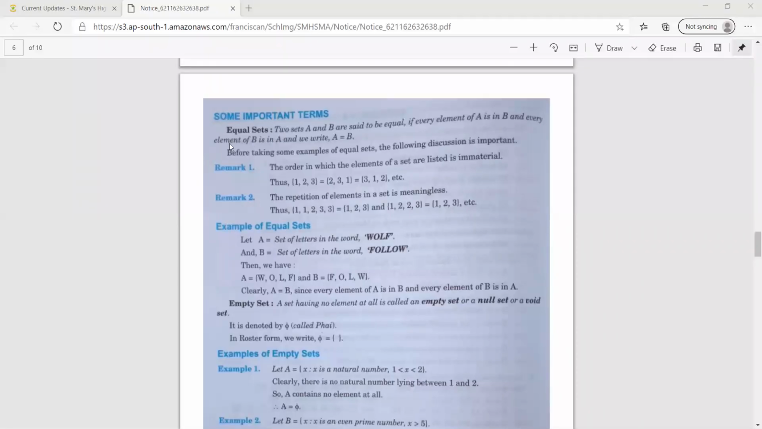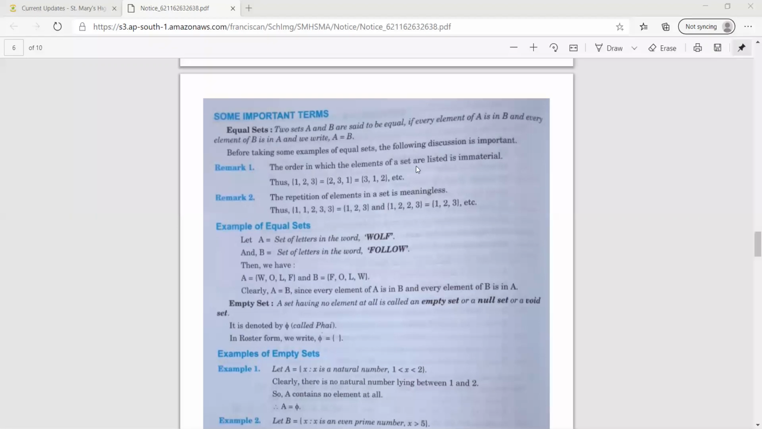Some important terms. Equal sets. Two sets A and B are said to be equal if every element of A is in B and every element of B is in A. And we write A equals B. Before taking some examples of equal sets, the following discussion is important.